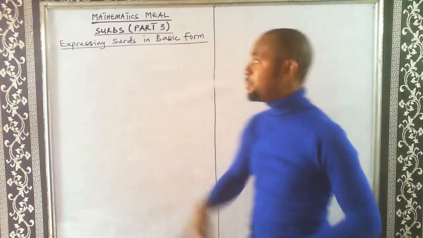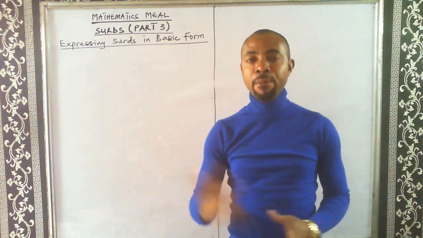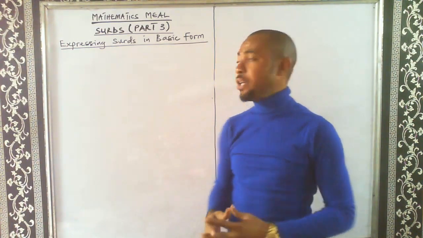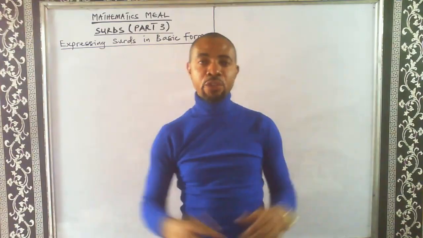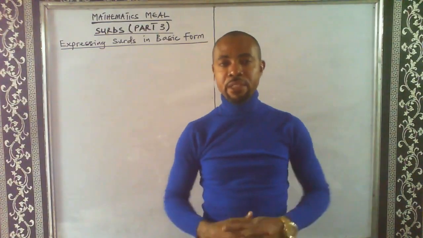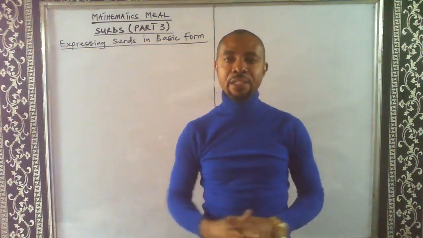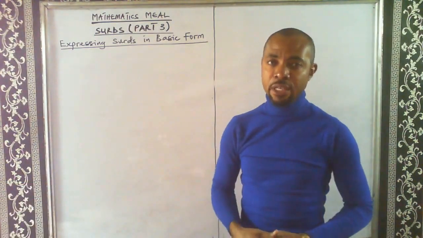Today on Mathematics Me, we are going to look at part 3 of what? Surds. Remember, we have looked at the first part and the second part, where we considered the meaning and examples of surds and also the basic laws in surds. So today, we are going to look at the third part of surds, and in this part 3, we will be looking at expressing surds in basic form.